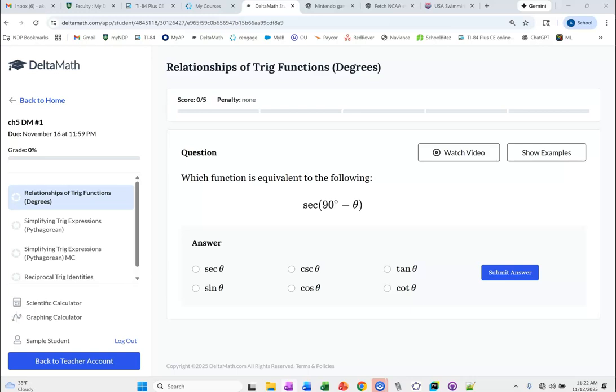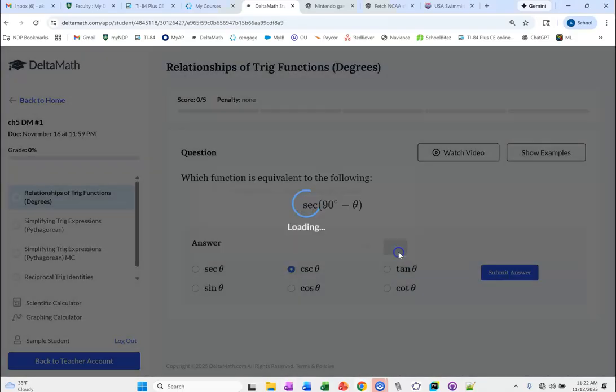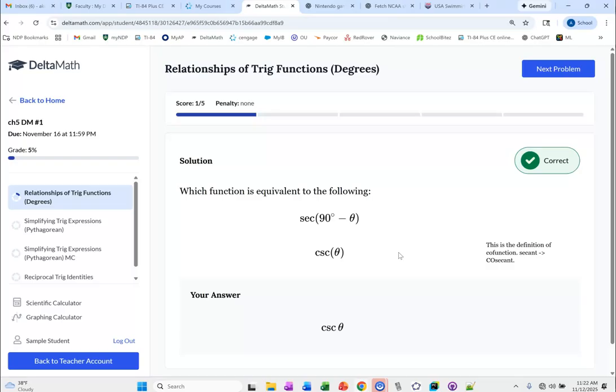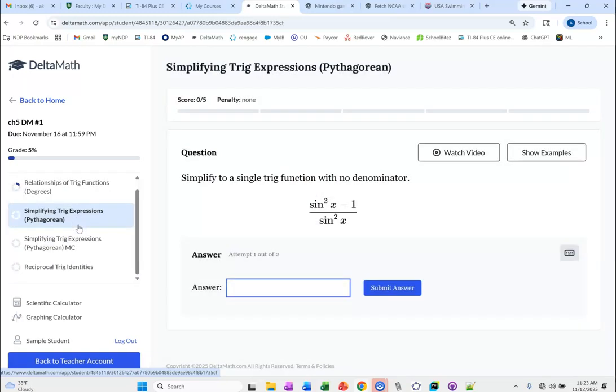C5. C5 is... C4. Well, no, C5 is the... Oh, yeah, C4, yes. So our answer should be cosecant theta. Bloop. Correct. Feel okay? Because we're in chapter 5 and this is the first Delta Math we've done. All right, let's look at the next one.